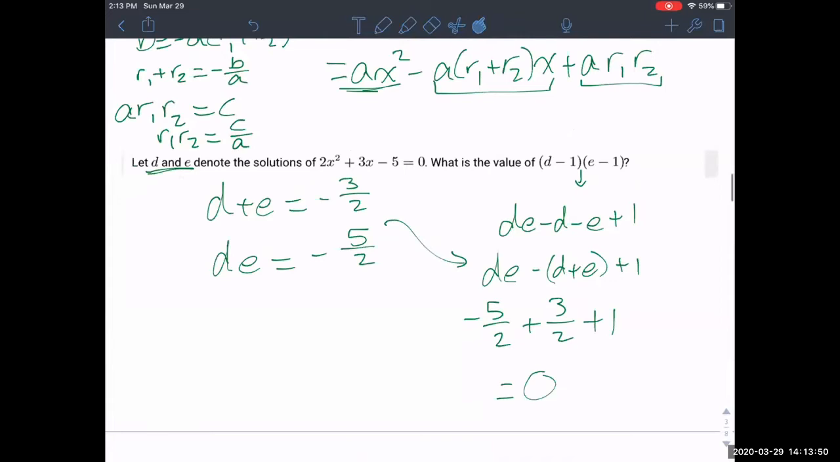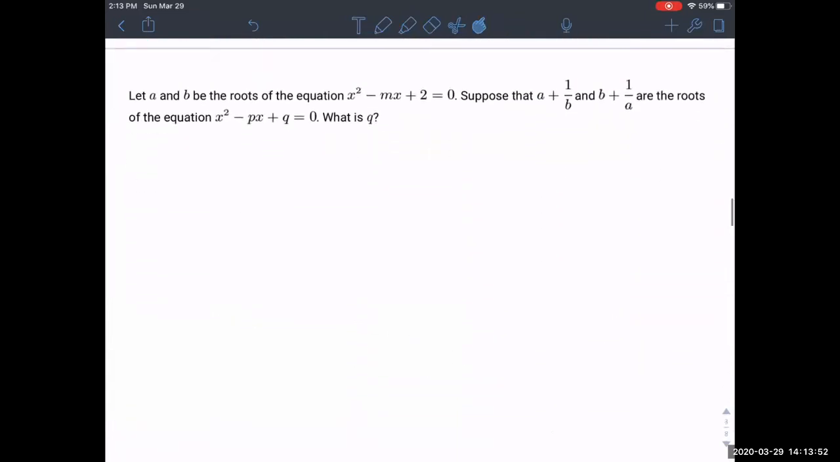So this one's a little trickier. Guys, like 3 minutes.